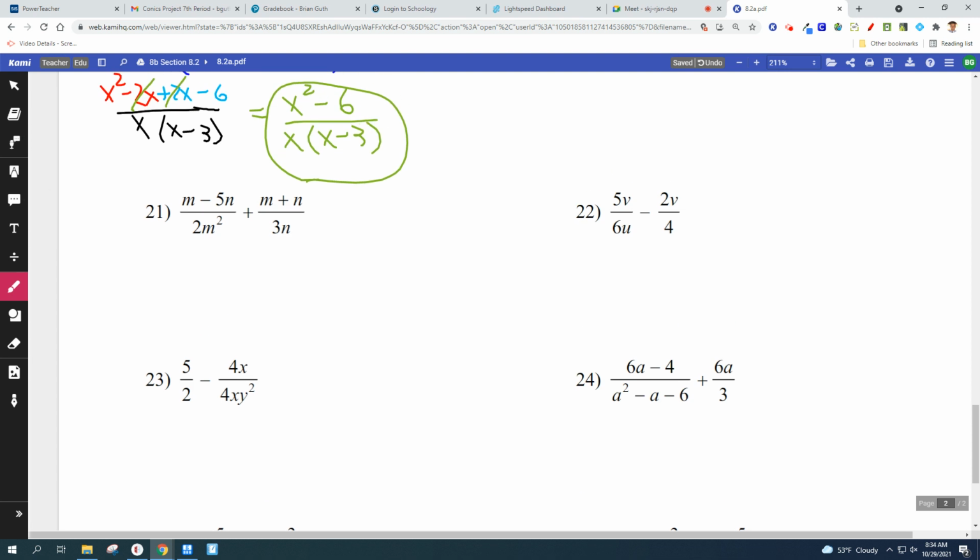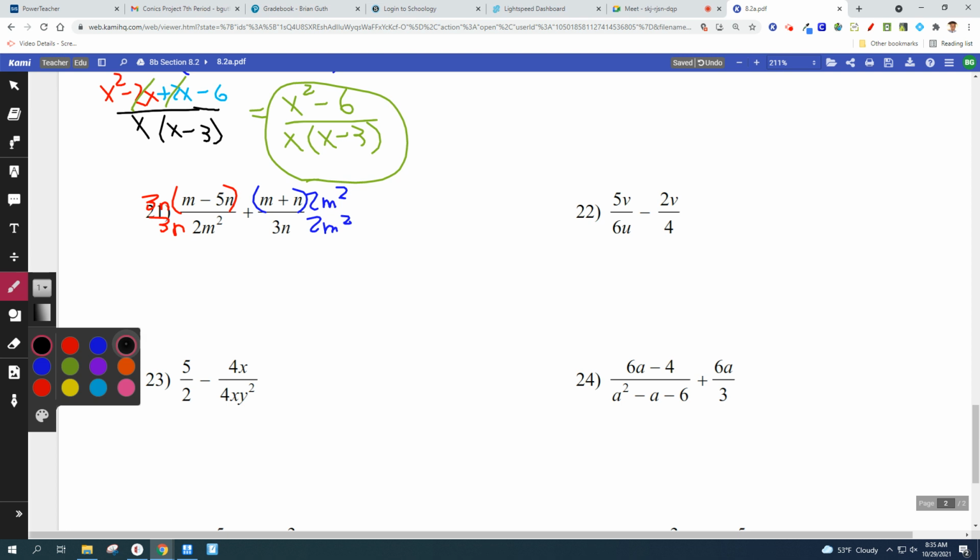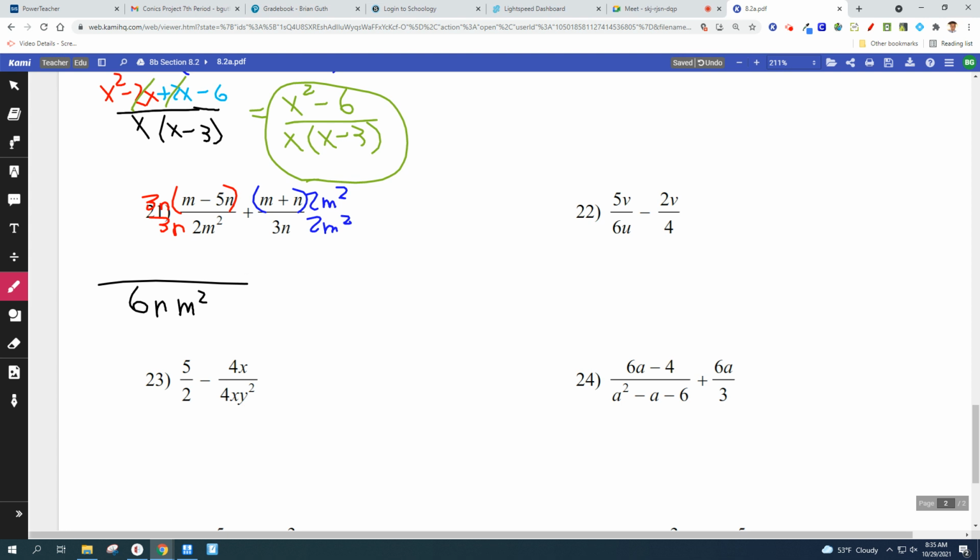All right, next. No GCFs. Nothing really to do. The one on the left needs a 3n. The one on the right needs 2m squared. Doesn't have to be hard. All we're trying to do is make a match, making them the same. So the common denominator now, 3 times 2 is 6nm squared. Both of those denominators have 6nm squared.